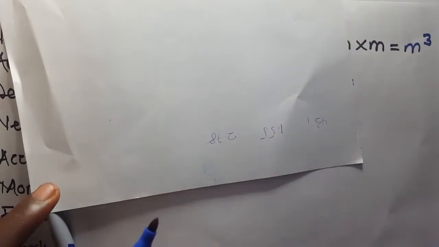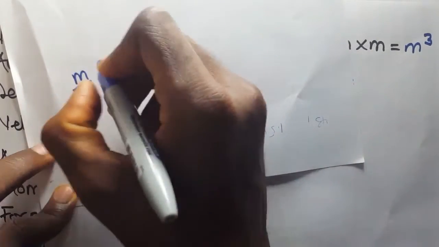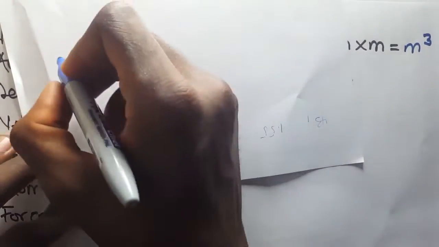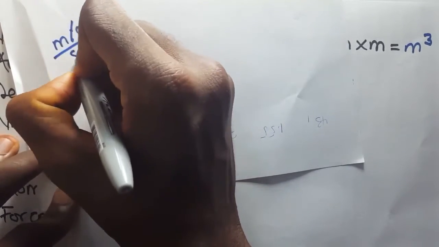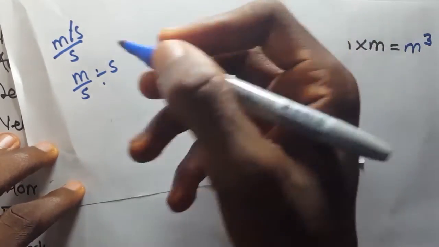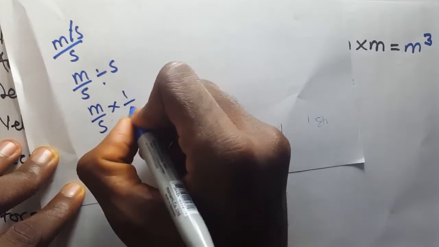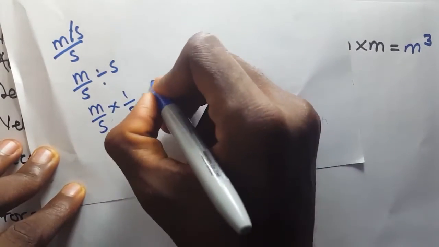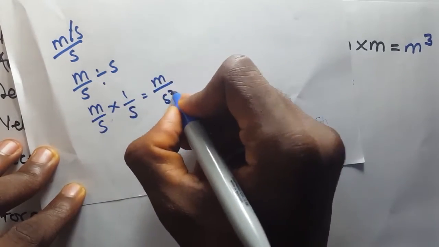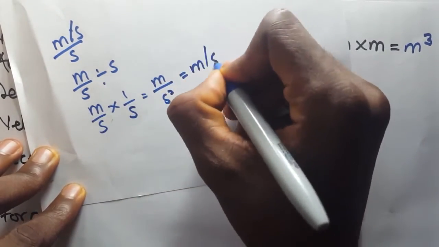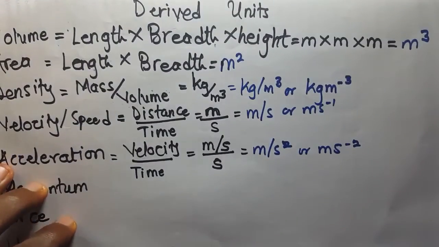Okay, maybe you might be wondering how I came about ms minus 2. So let's just do something over here. We have m over s divided by s. I got this from m slash s over s. So mathematics tells us that we have multiplication here, 1 over s. So we are going to have m over m times 1 is m, s times s is s squared. So that's how we came up with that.